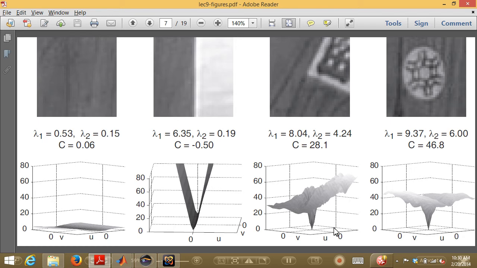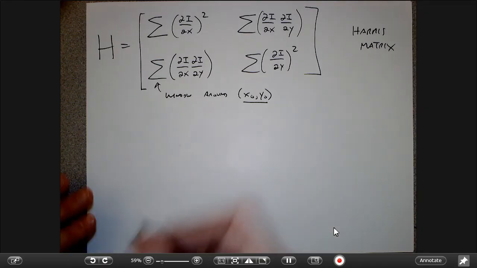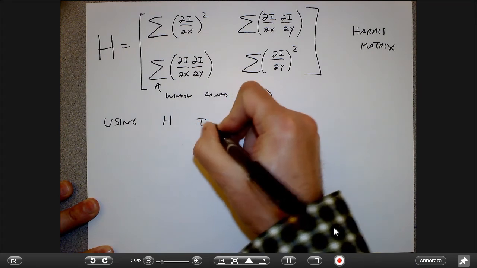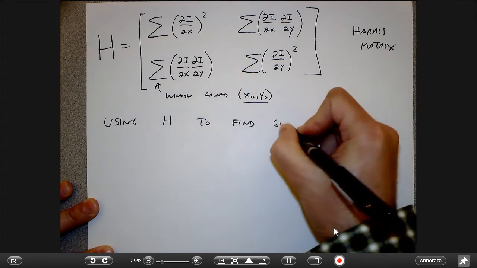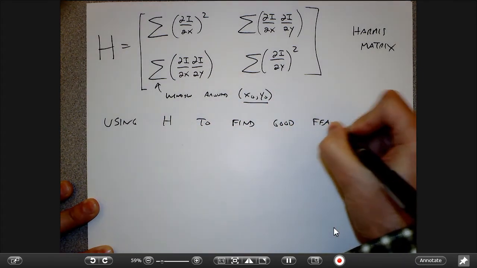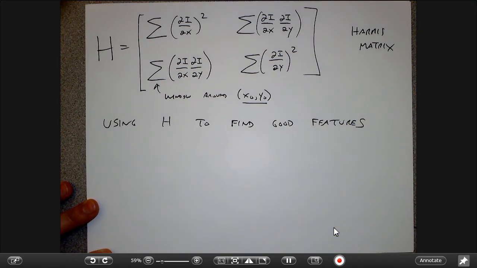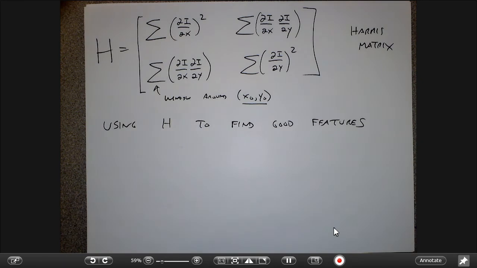So now let's talk about what these numbers mean, right? These numbers here are related to the eigenvalues of this H matrix. So let me just come back to this. Using H to find good features, well, it kind of comes down to, and this is something where you kind of have to remember some eigenvalues and eigenvectors.